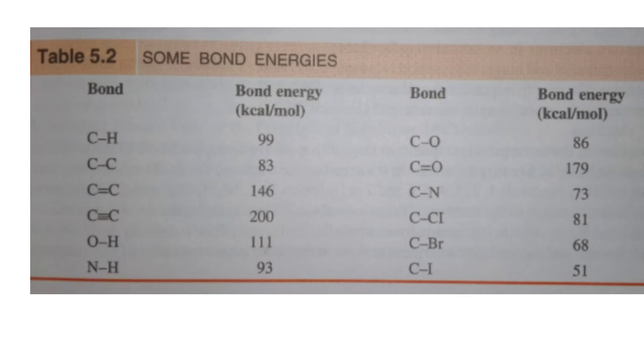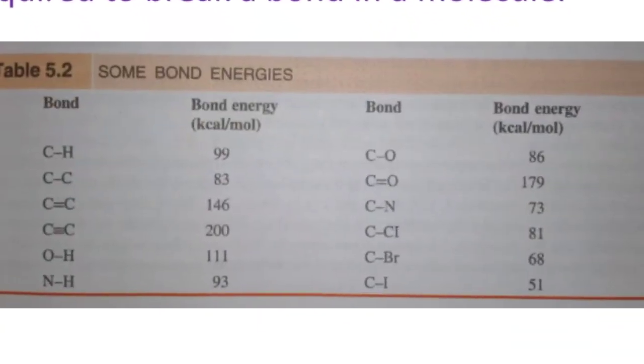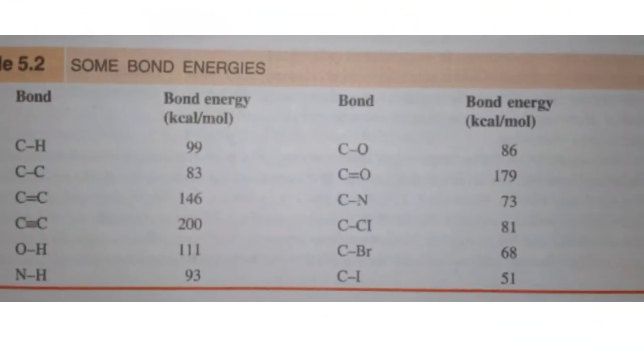A double bond is stronger as compared to a single bond, and a triple bond is stronger as compared to a double bond. That's why the bond energy increases as the number of bonds increases, and as the bond length decreases. Let's see, in the case of the carbon-hydrogen bond, the bond energy is 99 kilocalorie per mole, and for the carbon-carbon single bond, it is 83 kilocalorie per mole. For the carbon-carbon double bond, it is 146 kilocalorie per mole, and for the carbon-carbon triple bond, the bond energy is 200 kilocalorie per mole.